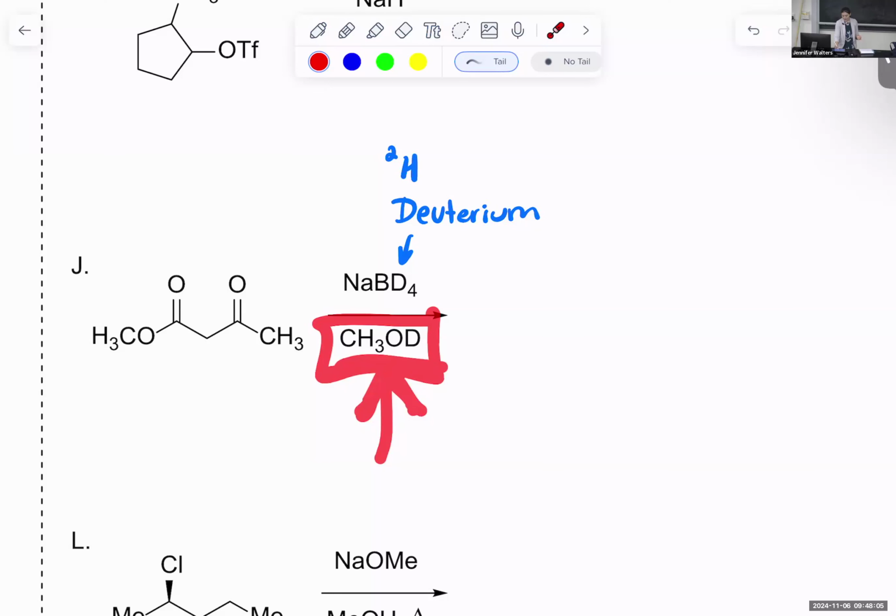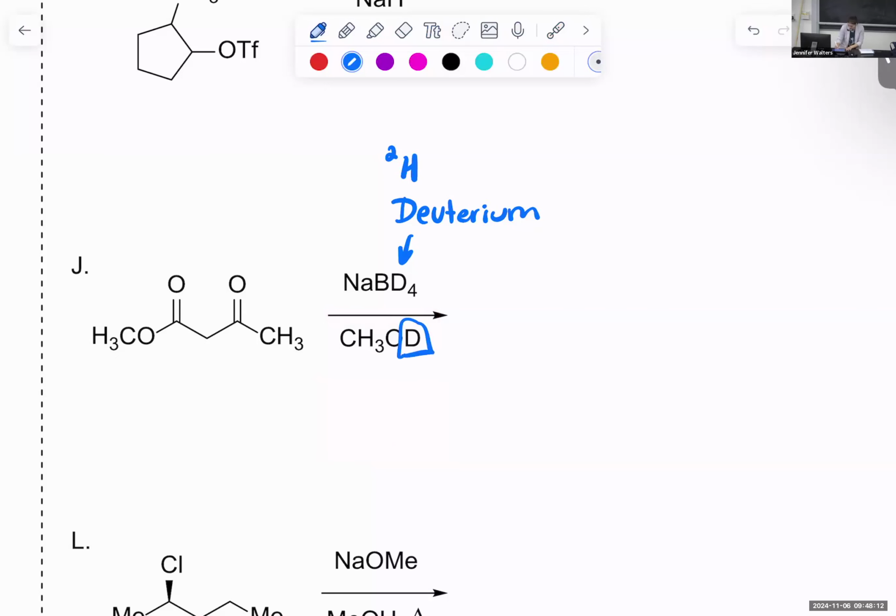I gave you a deuterated solvent as well to make sure that you recognize that this is what ends up on the oxygen. This is what ends up on the carbon. So now we also need to remember our reactivity.